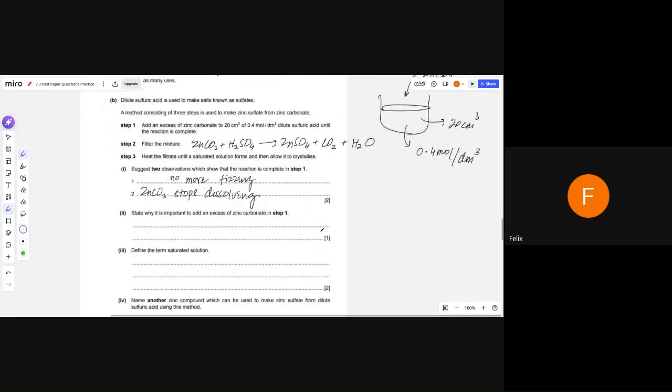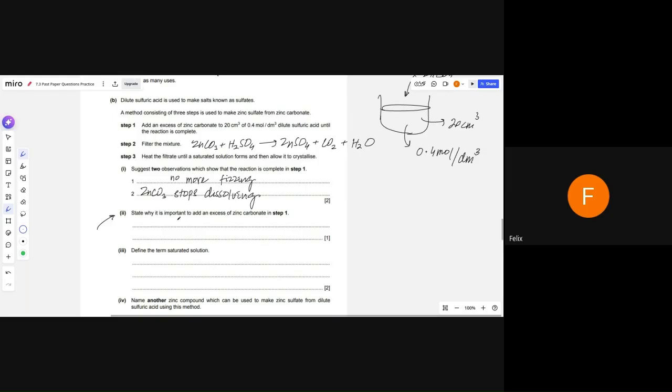Okay, yeah. So state why it is important to add an excess of zinc carbonate. This is the question which most of the students don't get. I have explained it in a lot of detail in my previous lesson for 7.3, preparation of salt. So go watch it, develop your understanding so that you can understand this question.